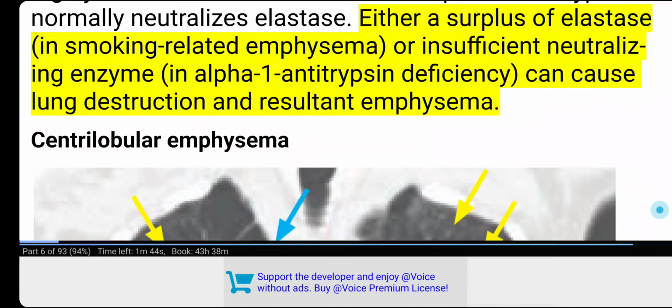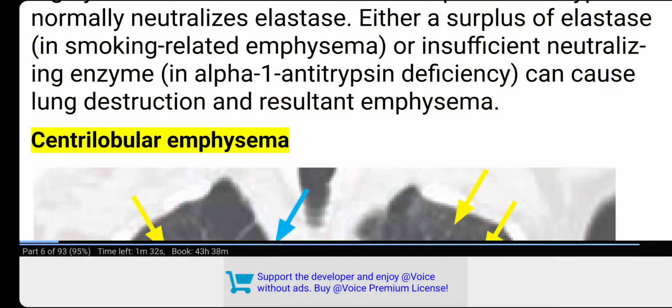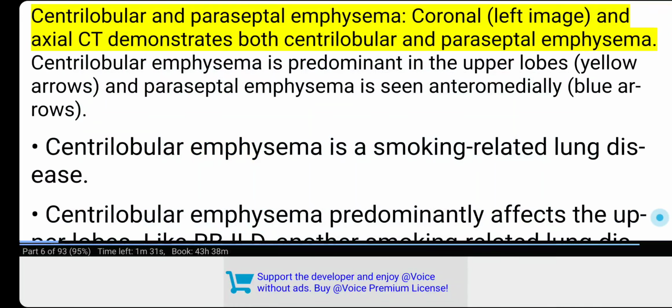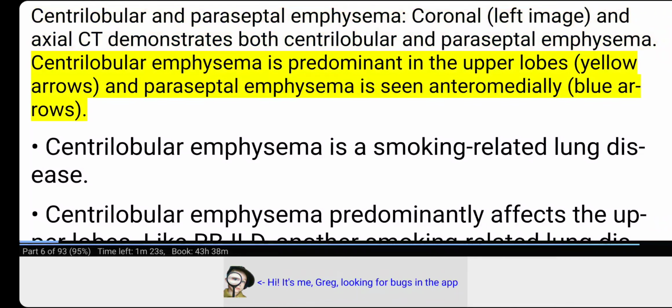Either a surplus of elastase in smoking-related emphysema or insufficient neutralizing enzyme in alpha-1 antitrypsin deficiency can cause lung destruction and resultant emphysema. Centrilobular emphysema. Centrilobular and paraseptal emphysema. Coronal left image and axial CT demonstrates both centrilobular and paraseptal emphysema. Centrilobular emphysema is predominant in the upper lobes, yellow arrows, and paraseptal emphysema is seen anteromedially, blue arrows.